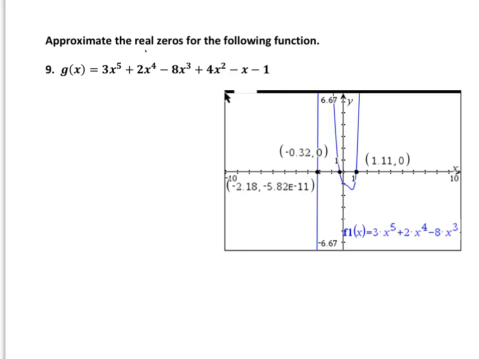Okay. Now this next problem, this is where you're going to need to have a graphing calculator. It says approximate the real zeros for the following function. So it only wants the real. So you graph it, you find the zeros. So the 3 zeros for this are x equals negative 2.18, comma, negative 0.32, comma, 1.11.